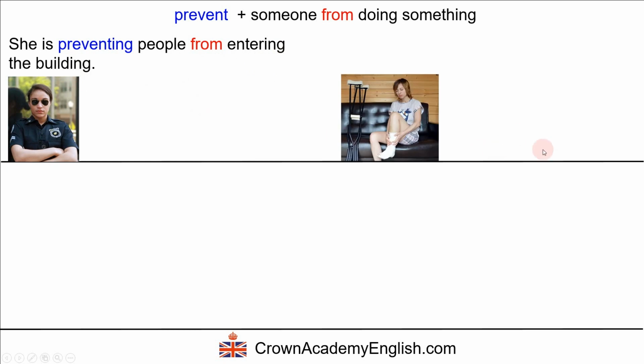Here's another example. Her broken leg prevents her from driving. Prevents her from driving. So she has a broken leg, and unfortunately, the broken leg stops her from driving. So she cannot drive with a broken leg.